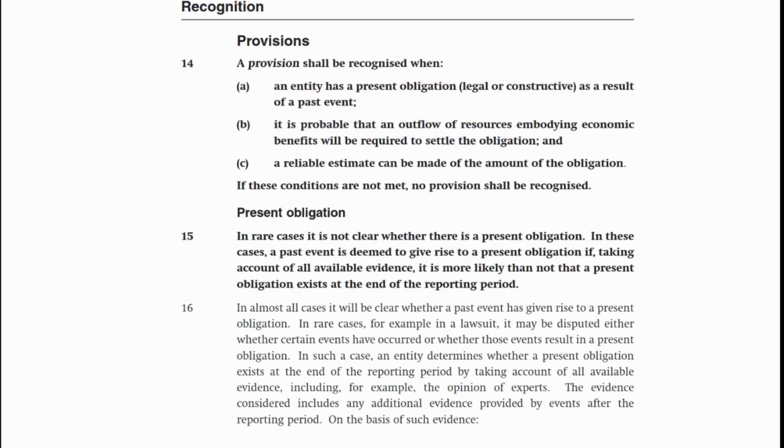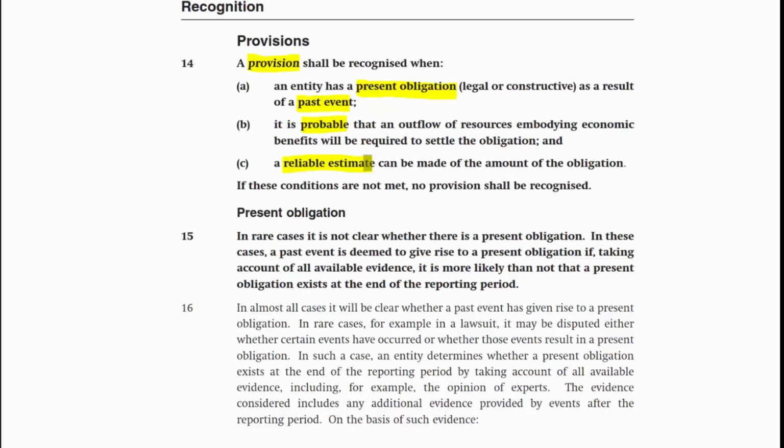So here is the text from the standard. So we need to look at whether or not we should recognise a provision for this. And in paragraph 14, it tells us that a provision shall be recognised when the entity has a present obligation, either legal or constructive, as a result of a past event. It is probable that an outflow of resources embodying economic benefits will be required to settle the obligation, and a reliable estimate can be made of the amount of the obligation.